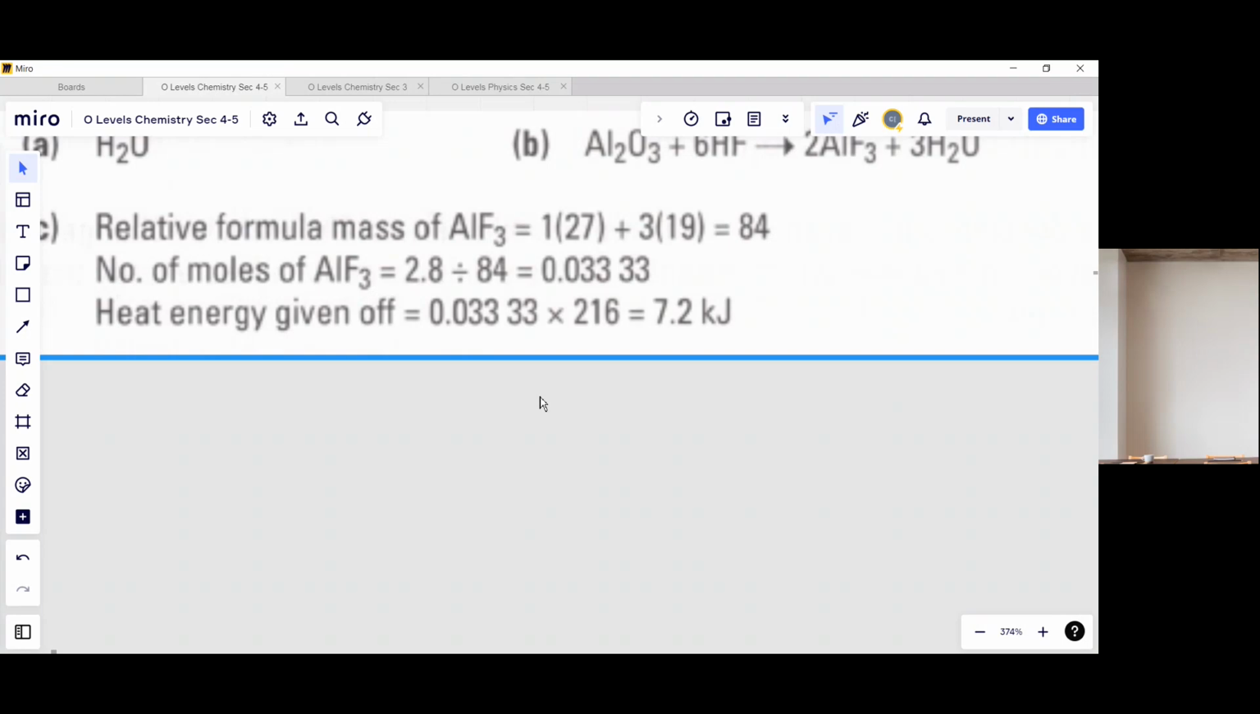Okay. Have you done rate of reaction in your school? No. We just started on Redox. Oh, okay.